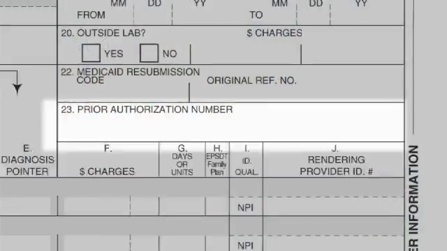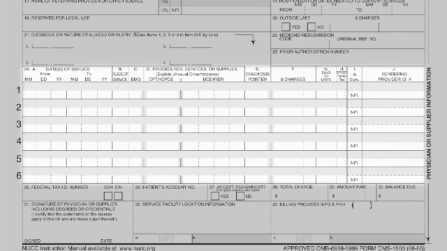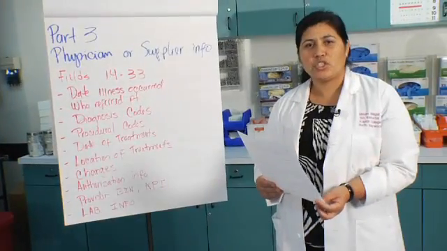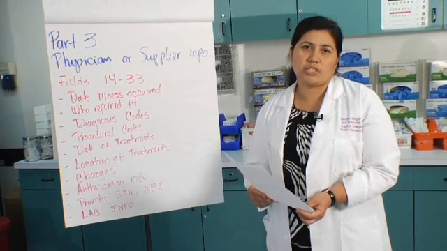Now we're getting onto the big portion of the claim, and that is indicating what it is that we did at the doctor's office. The justification for the charges, basically.